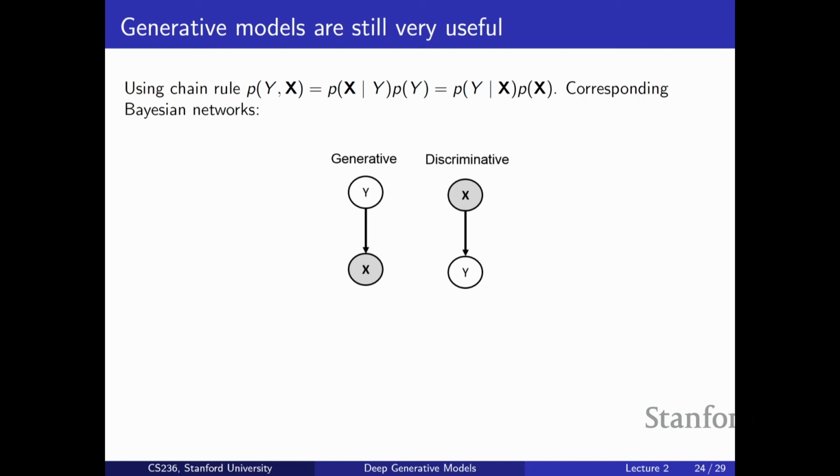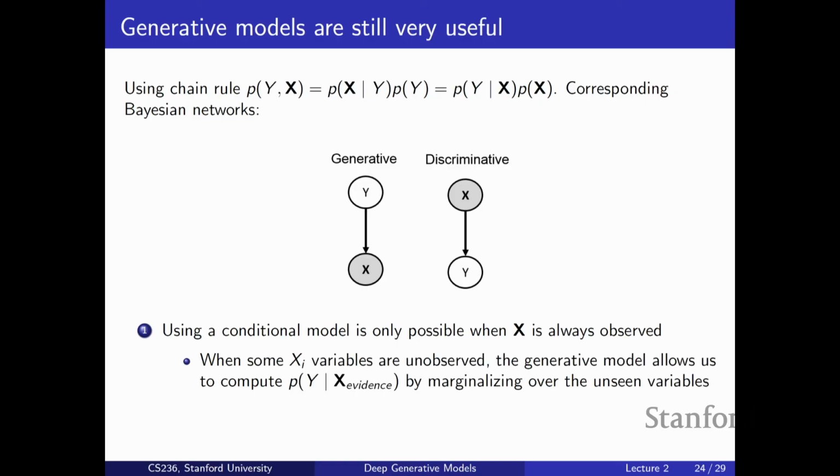So if somebody gives you a new image where some of the pixels are missing, there is no way for you to impute the missing values because you don't know the relationship between the x variables. You didn't model p of x at all, you only model p of y given x. And so that's one thing you cannot do with a discriminative model that you can do with a generative model.